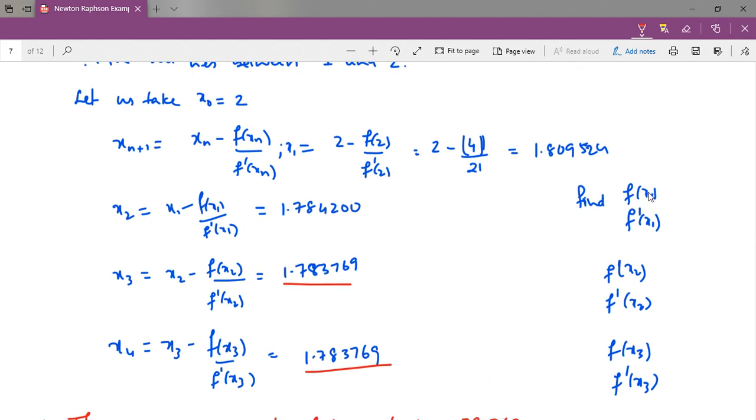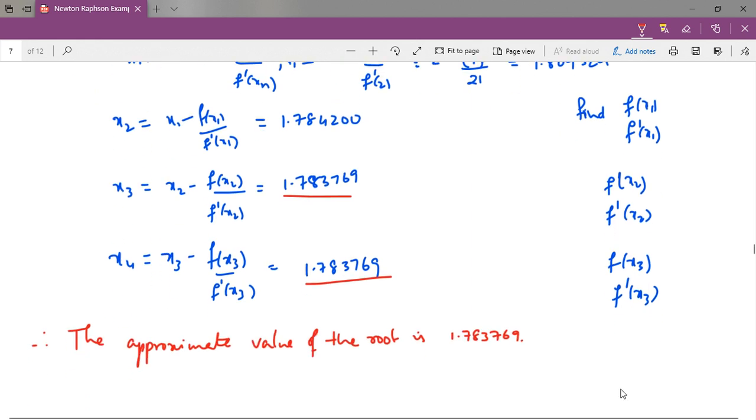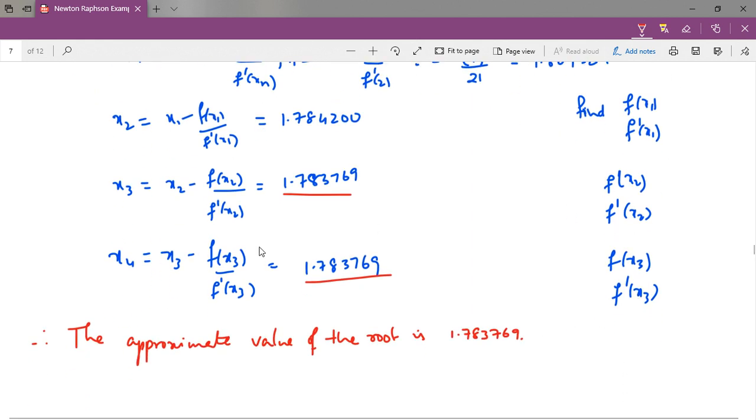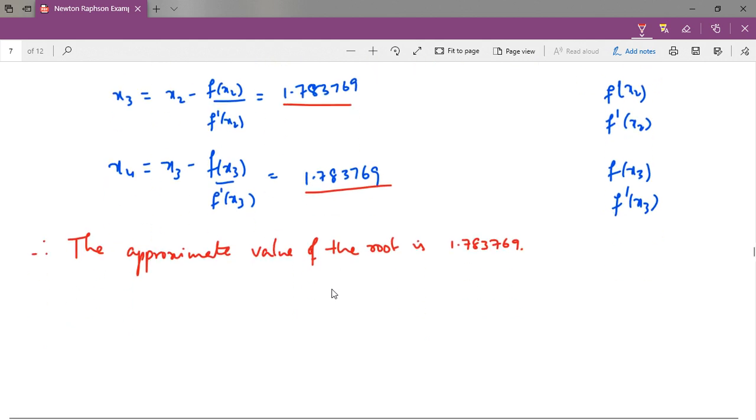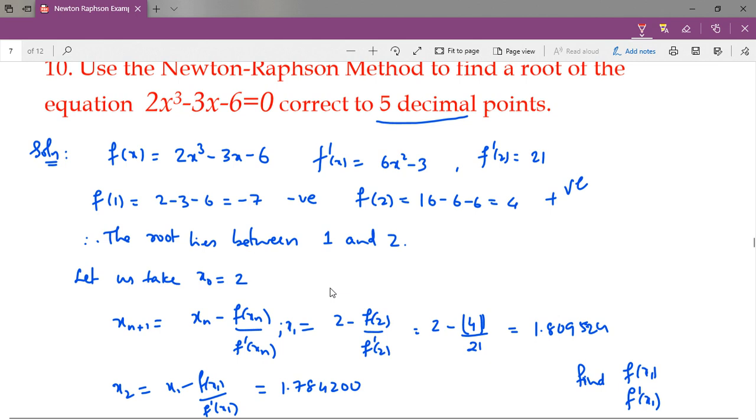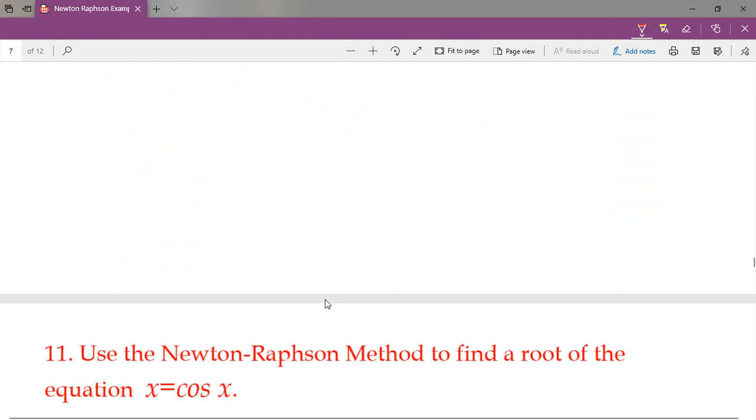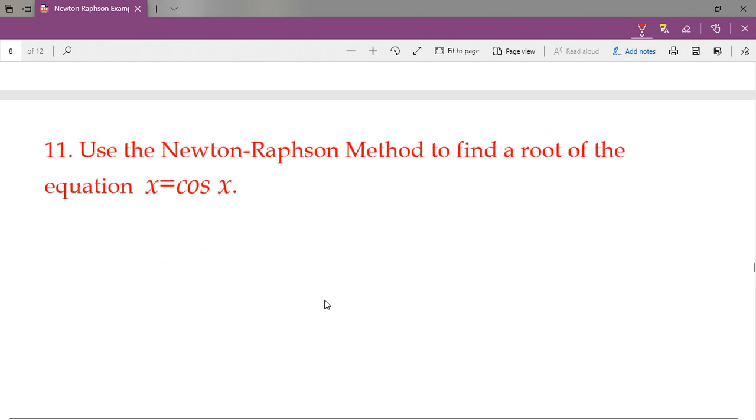Okay. So the only thing is that for each iteration you have to find f of x1, f dash of x1, f of x2, f dash of x2, f of x3, f dash of x3. So substitute these values in the Newton-Raphson formula, and we get the next iterations, right? So we have seen 10 problems till now. Now let us go for the 11th problem. Use Newton-Raphson formula to find the root of the equation x is equal to cos x.